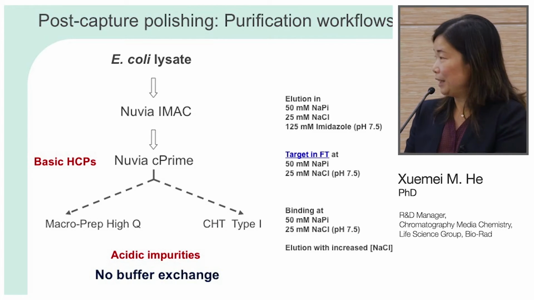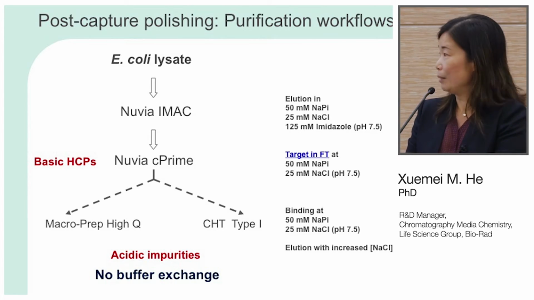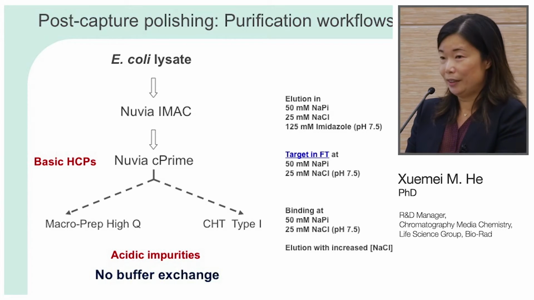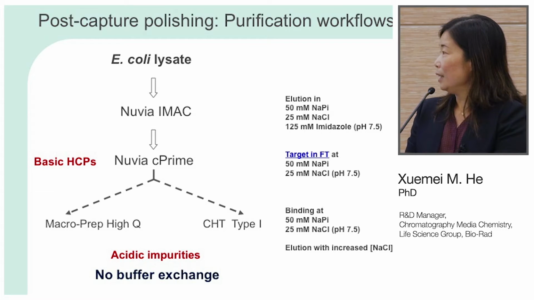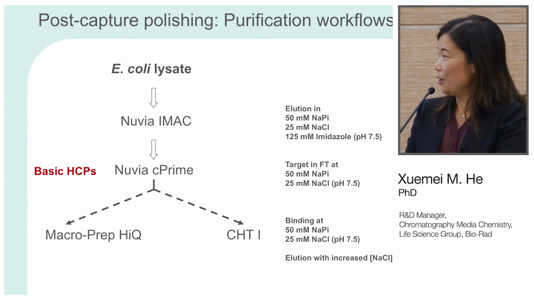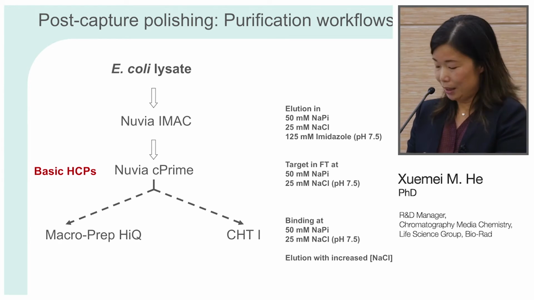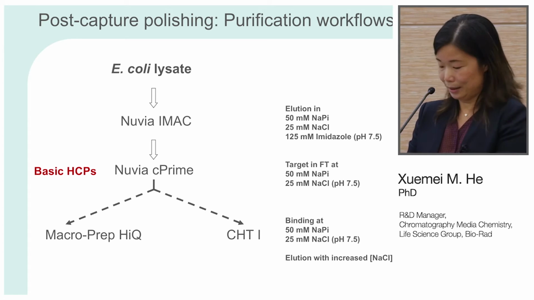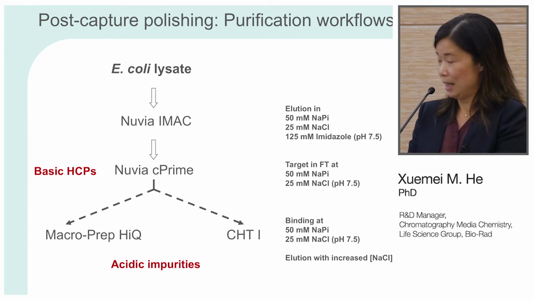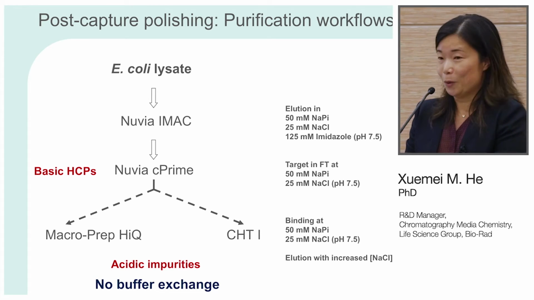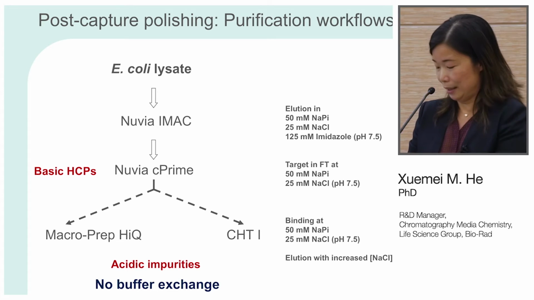So with this information, we built a purification platform in which we use Nuvia IMAC for the first step, the capture step, and then use the Nuvia C Prime for intermediate polishing, and then the MacroPrep High Q or CHT as the final polishing. The reason why we lay it out this way is we want to use a cation exchanger to take care of the basic species, and then use the MacroPrep Q or CHT for other acidic impurities.